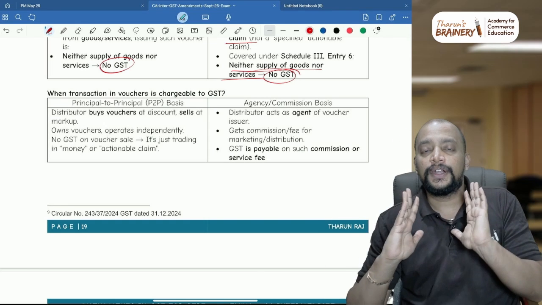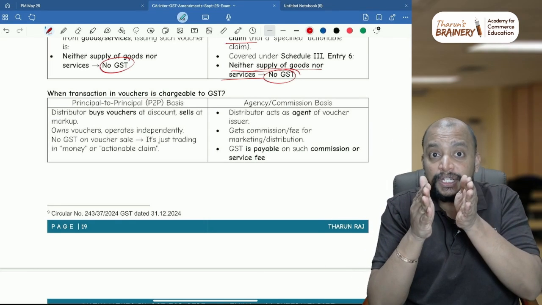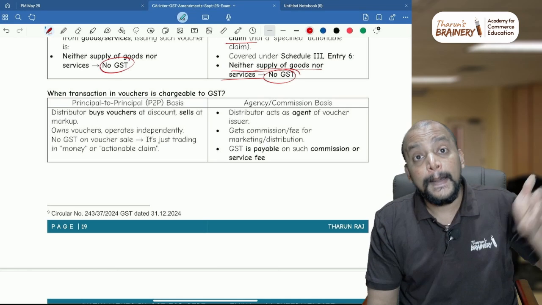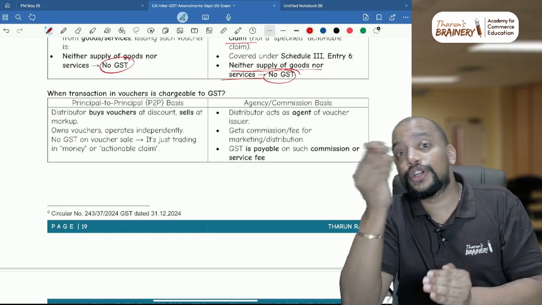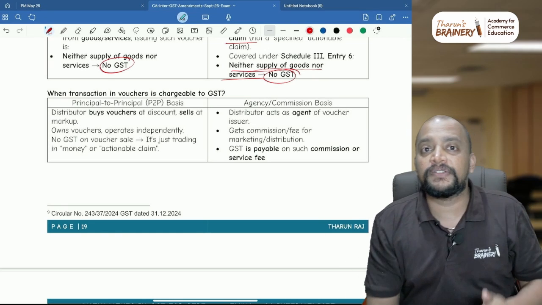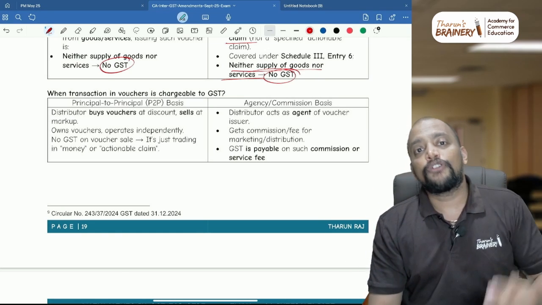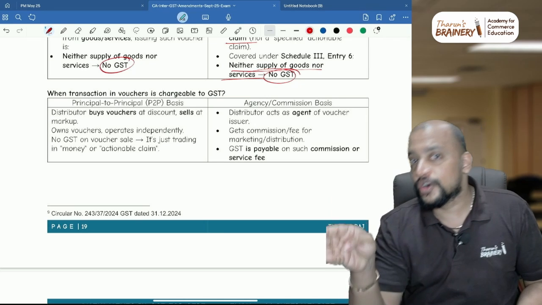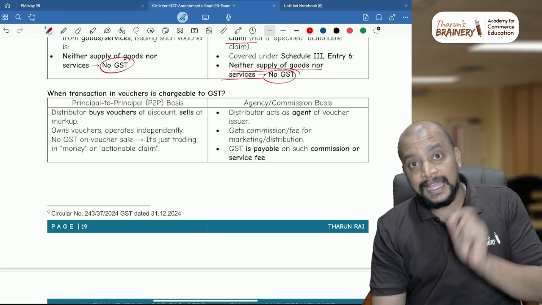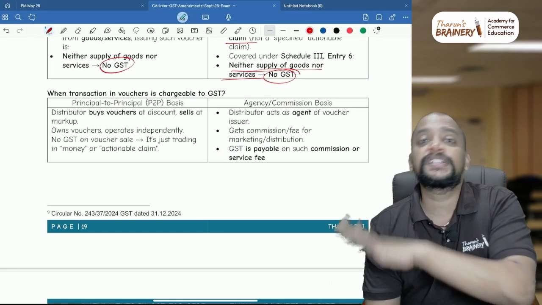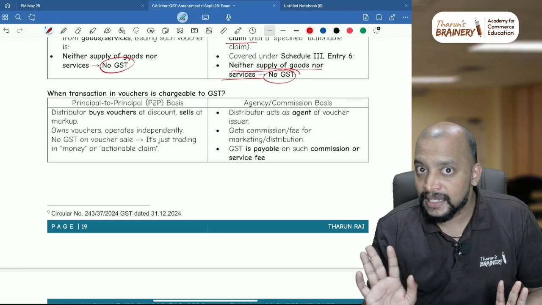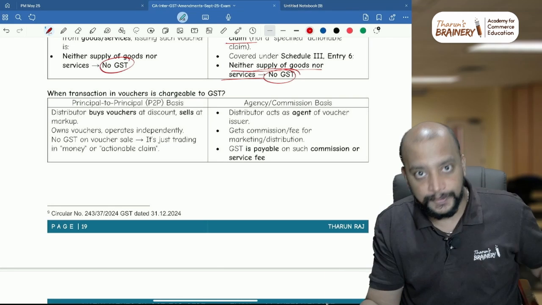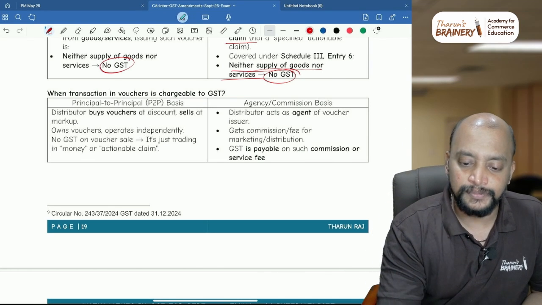Got it? Now, if this particular marketing agency buys the voucher from Shopper's Stop and sells the voucher to companies, say for example a 500 rupee voucher they buy at 400 and sell at 500 rupees to the corporate, then it is on a principal to principal basis, wherein it is purely purchase and sale, so there is no GST at all. Again I am repeating.